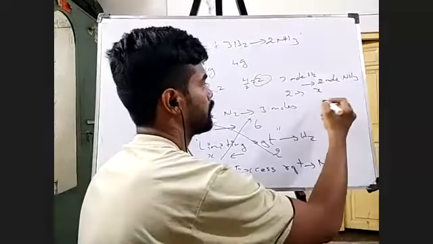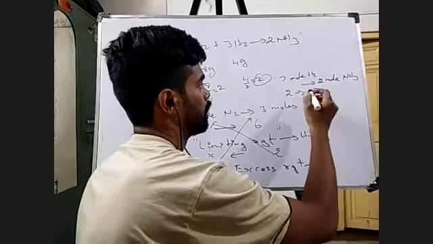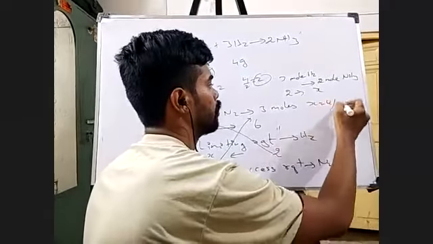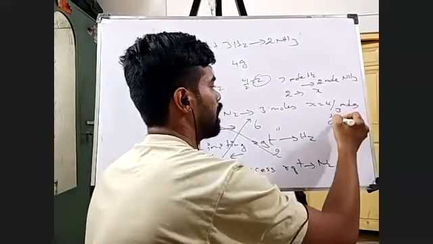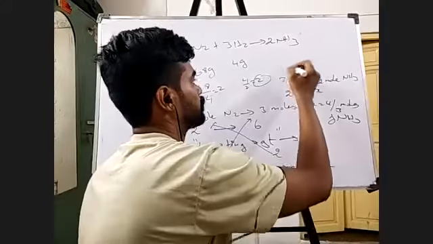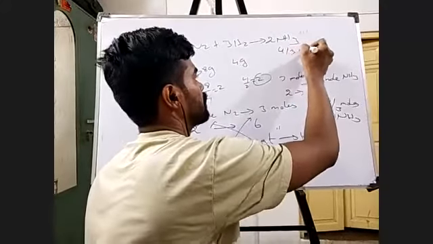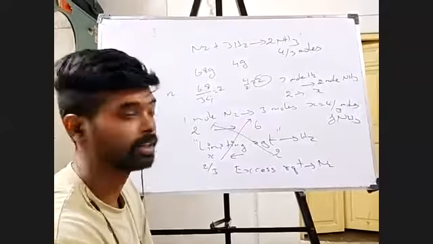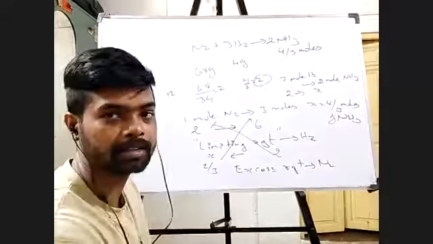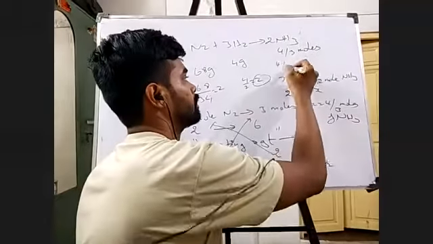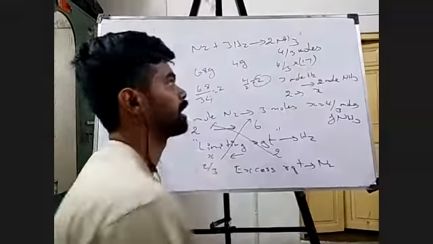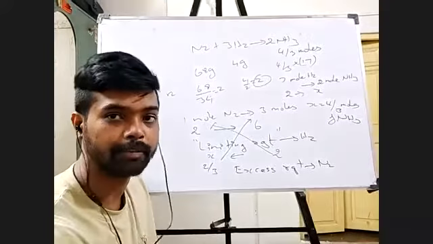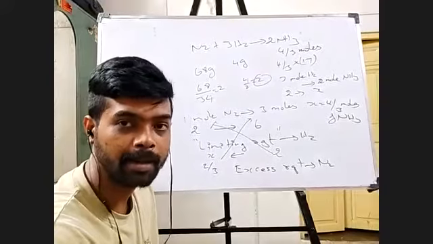Can I say it will be 4 divided by 3? So, X will be what? 4 divided by 3 moles of ammonia is getting formed. Right? Okay, so I can calculate the mass. So 4 by 3 into 17, the molecular mass of ammonia, will be the mass of NH3 getting formed.